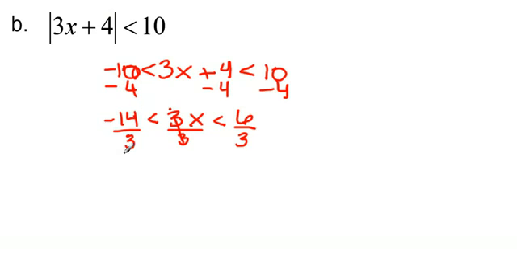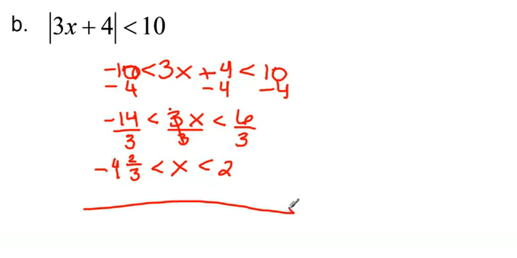So 3 goes into 14 4 times. That's our whole number, so we've got negative 4. 3 times 4 is 12. That leaves us with 2/3 left over. So negative 4 and 2/3 is less than x, and x is less than 6 divided by 3, which gives us 2. Okay, now you graph your solutions on the number line.